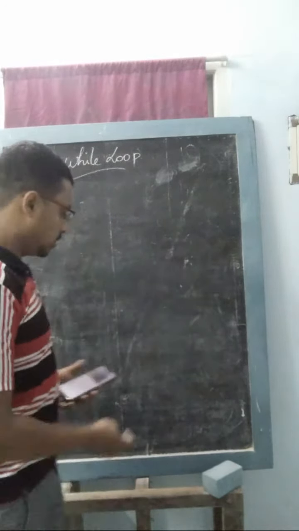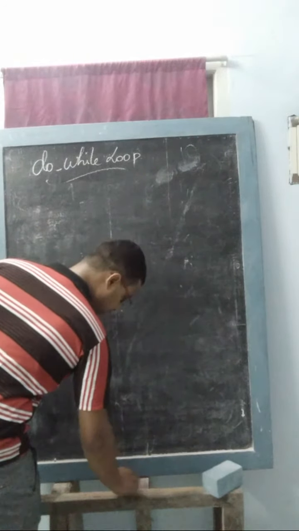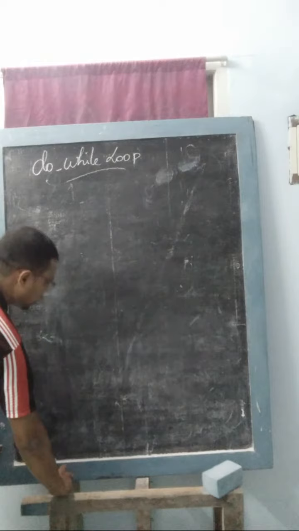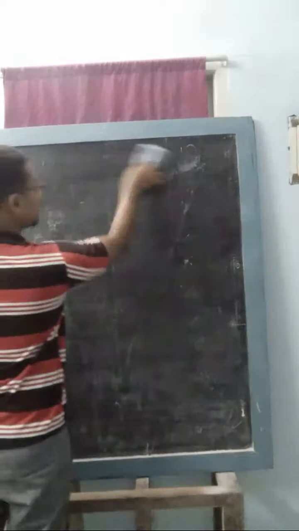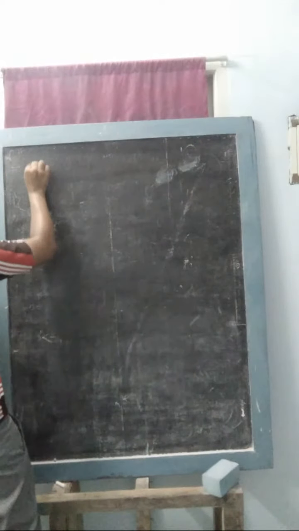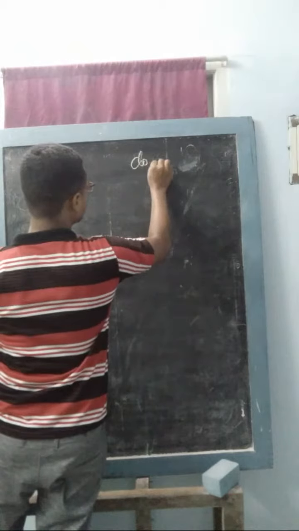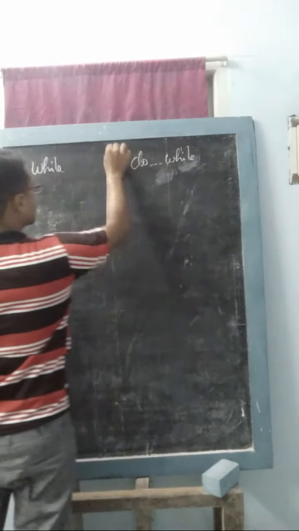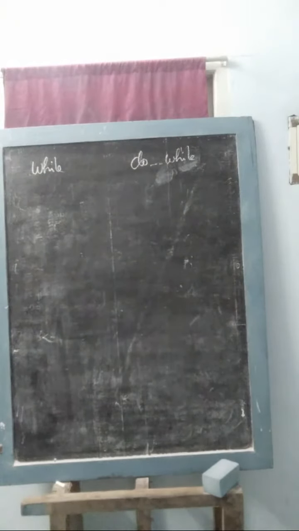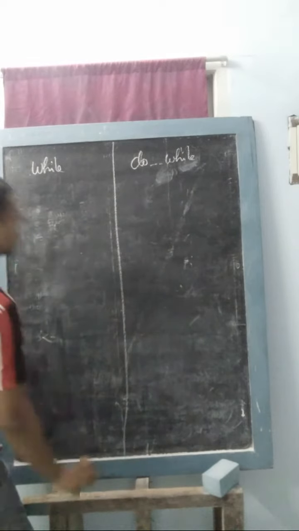Okay, fine. Anyway, I'm going back. We are going to see the difference between while and do while, based on the working principle. So here it is while and here it is do while. Now we are going to see the difference between while and do while, how it will work.